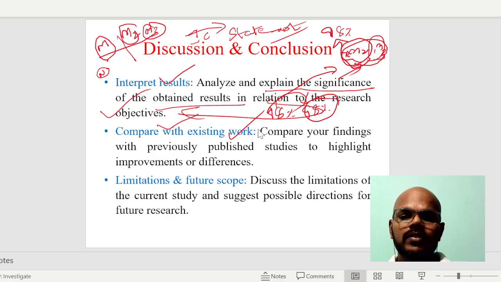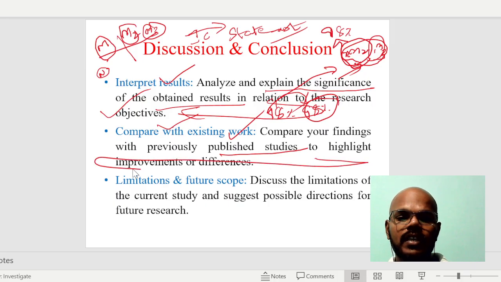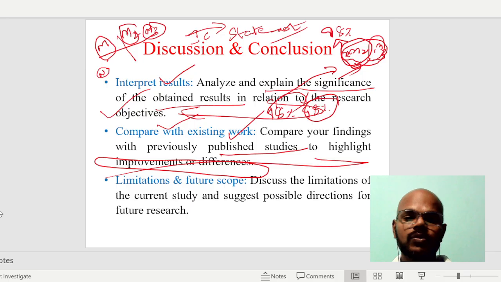Right. So compare your findings with previous published studies. That means you have to compare with previous models whose papers are already published. At the end you have to highlight the improvements and differences: what is the innovation, what is the difference between the existing system and your system. Then at the end you have to write the limitations and future scope.